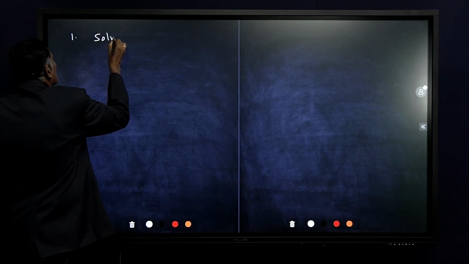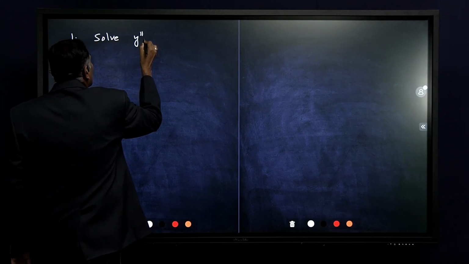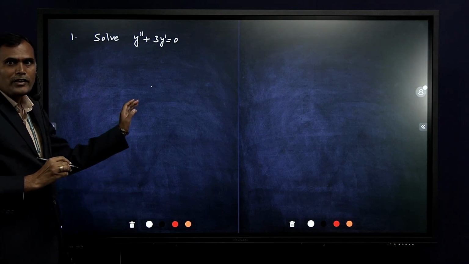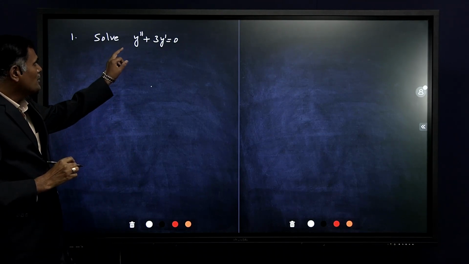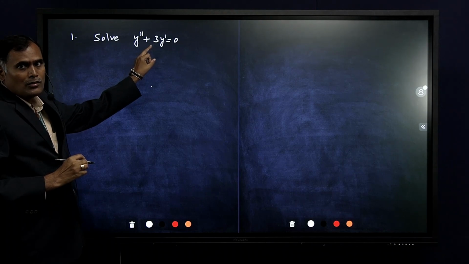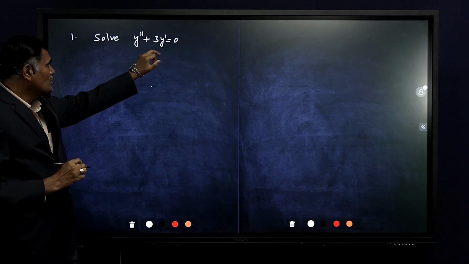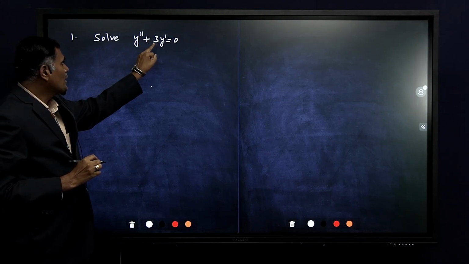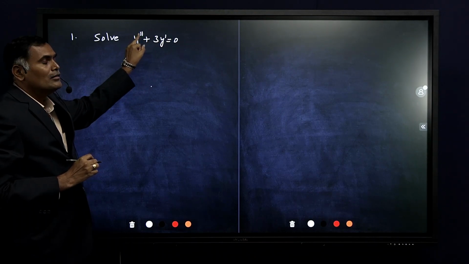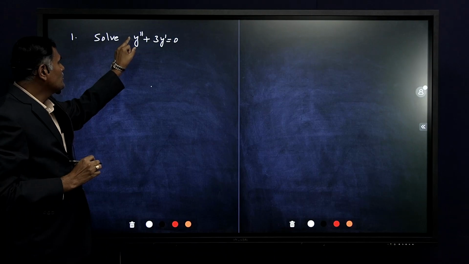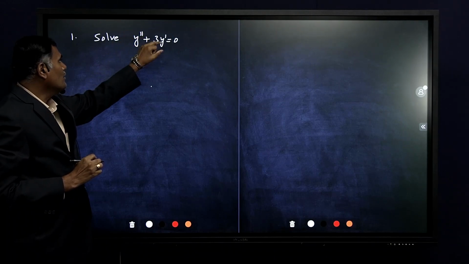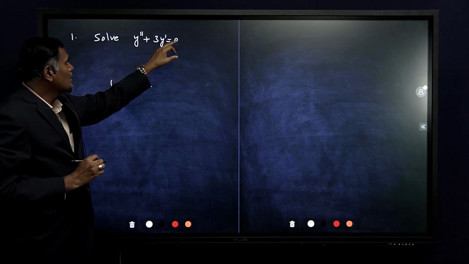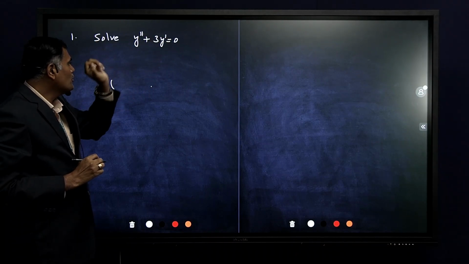Solve y'' + 3y' = 0. Now this is the given differential equation. Clearly it is a linear differential equation with constant coefficients and it is homogeneous because the right hand side is 0. The coefficient of y'' is 1 and the coefficient of y' is 3. So this is a DE with constant coefficients and it is linear because y'' has degree 1, y' has degree 1, and there is no product of the dependent variable and its derivative. So it is a linear DE with constant coefficients and clearly a homogeneous DE.